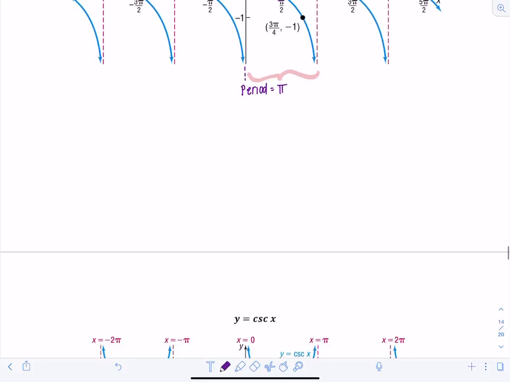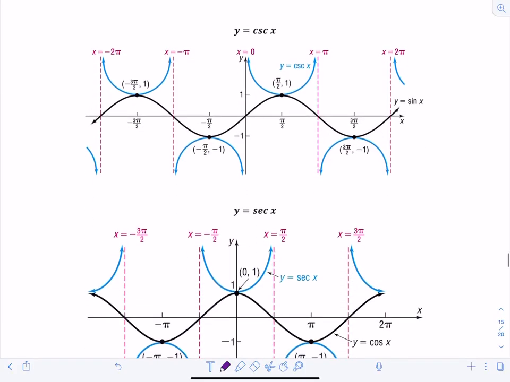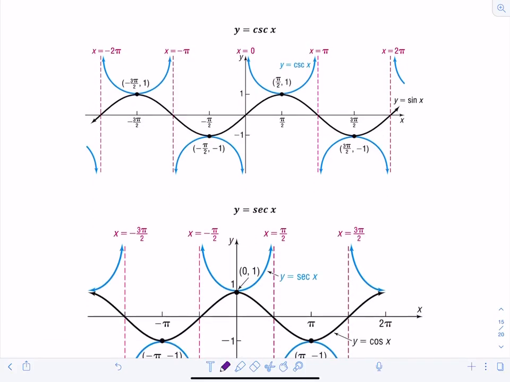All right, moving on to cosecant. Now let's think about how to come up with the graph. The cosecant graph is shown here in blue. Okay, cosecant x is 1 over sine x, right? It's the reciprocal function for sine x.